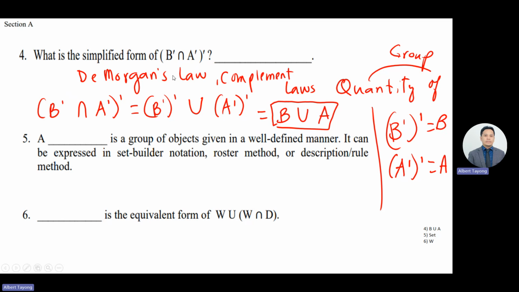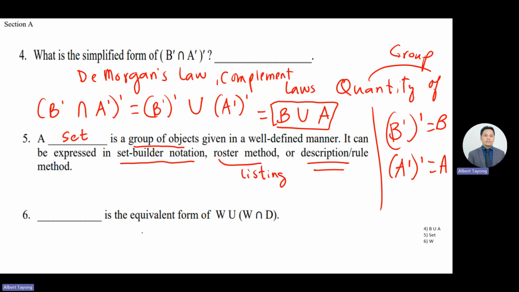And using De Morgan's law, if we have a complement outside, the operation inside will be reversed. So if it is an intersection, it's going to be a union. If it was union, it's going to be intersection. Okay. Number 5, group of objects given in a well-defined manner. So this is set. We can use set builder notation, roster method, or the listing method, or we can use a description.